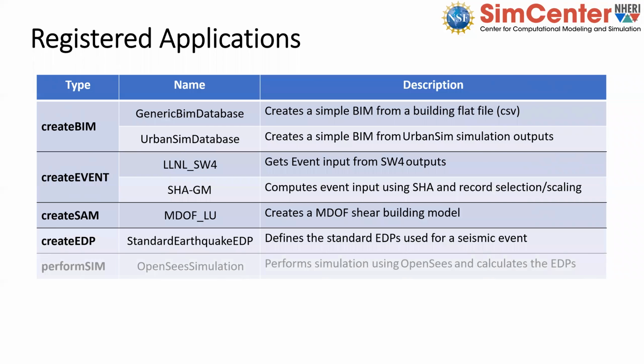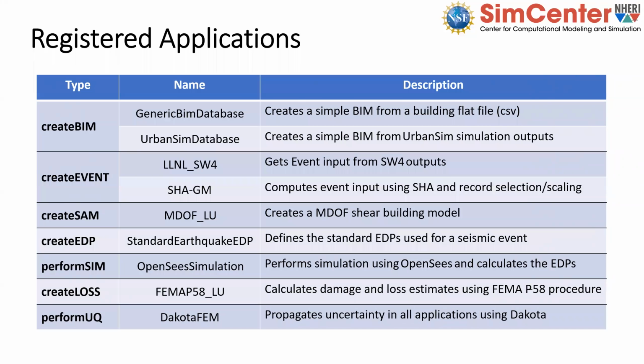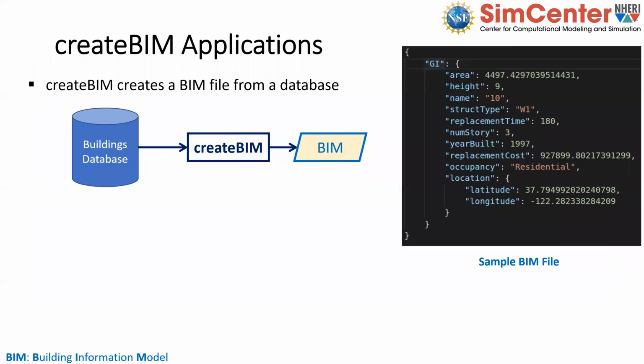For EDPs, we have a standard earthquake EDP that defines the peak floor accelerations and story drifts as the EDPs that are needed for this earthquake application. For performing the simulation, we use OpenSees to get the EDPs, and for loss assessment, we use an application that was also contributed by Professor Lu's group, and that application uses the FEMA P58 procedure to estimate the damage and loss. Finally, for uncertainty quantification, we have one implementation that propagates the uncertainty in all the applications. I'm going to talk about each one of these applications and implementations in detail.